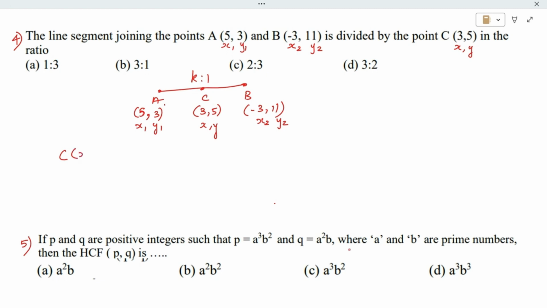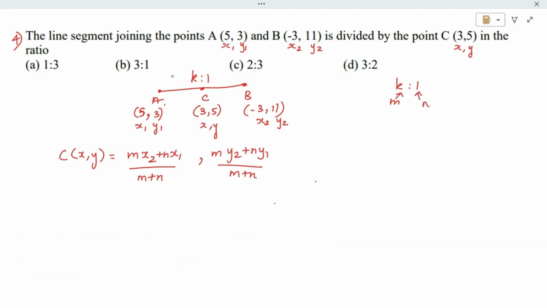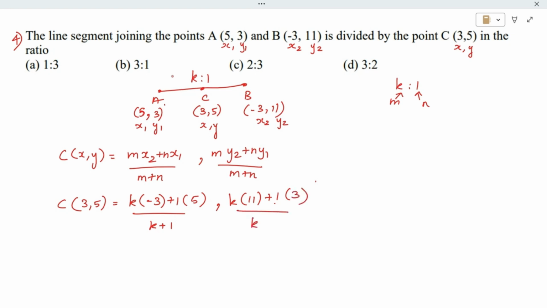Okay, now I am going to use the section formula. x comma y is equal to mx2 plus nx1 by m plus n, and my2 plus ny1 by m plus n. So k is to 1, where m is k and n is 1. I'm going to substitute all the values here. So x comma y is 3 comma 5, m is k, x2 is minus 3 plus n is 1, x1 is 5, by k plus 1, comma m is k, y2 is 11 plus 1 times y1 is 3 divided by k plus 1.